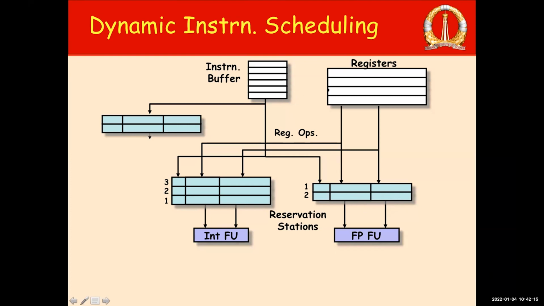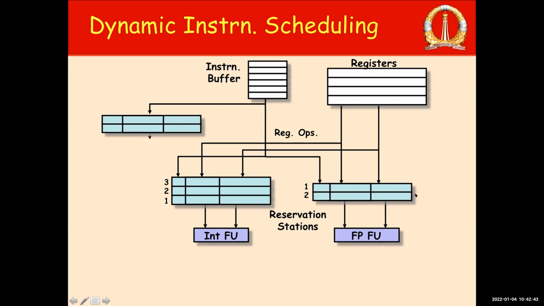If the registers are available, which is typically indicated by some kind of available bit, and that bit is set, then those register values are read and stored in the reservation station. Now, when all the operands are available, that instruction becomes ready. And whenever the functional unit becomes available, that instruction can be issued to that functional unit.